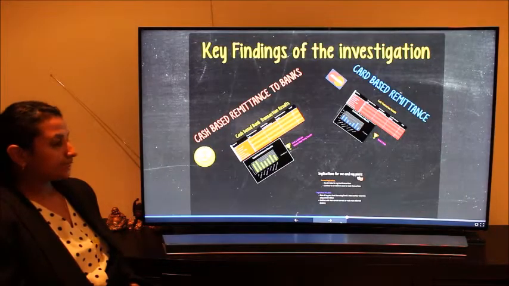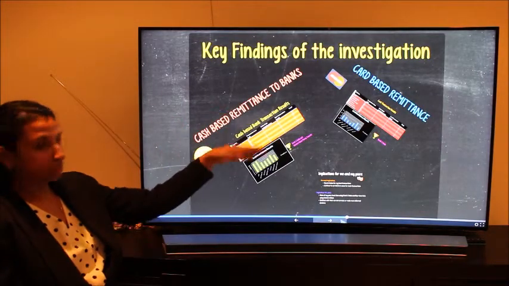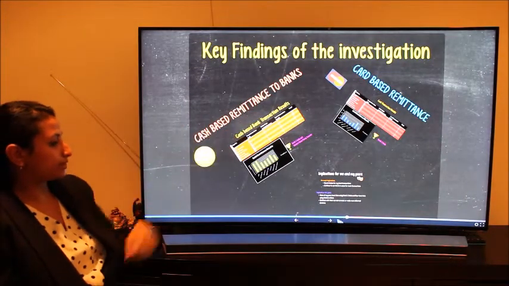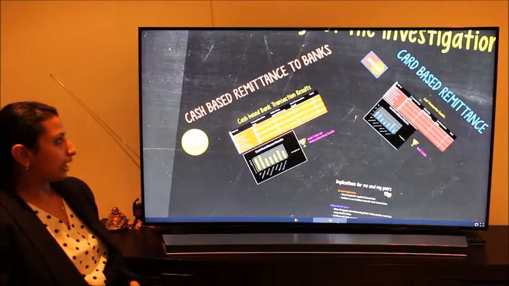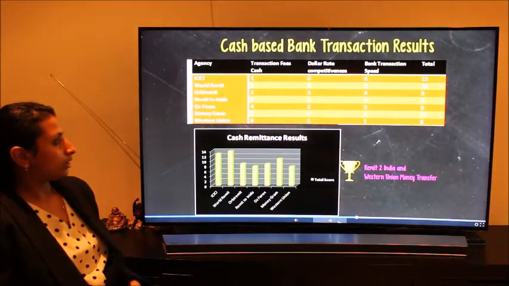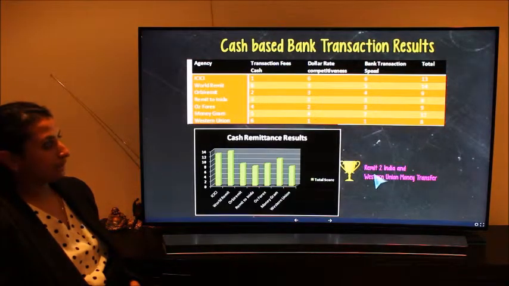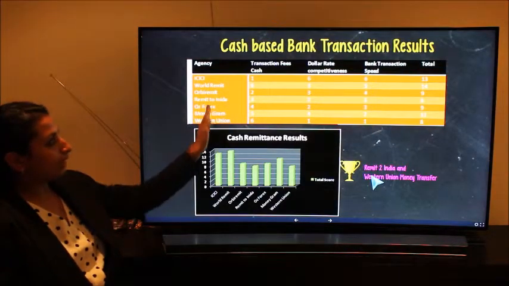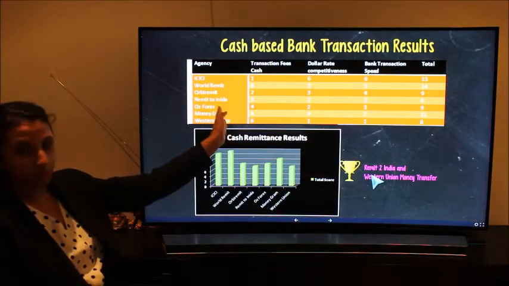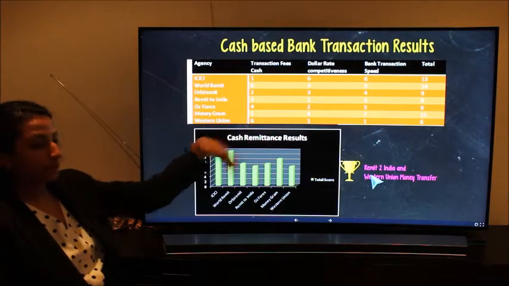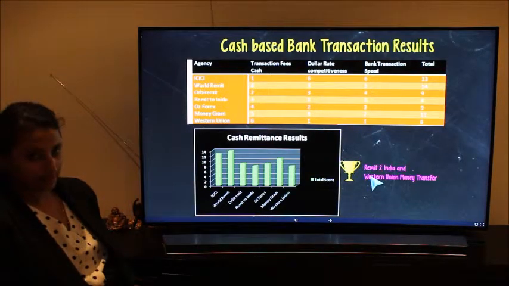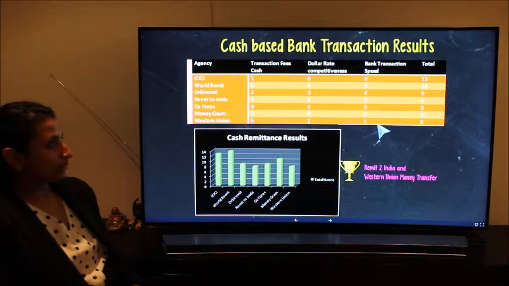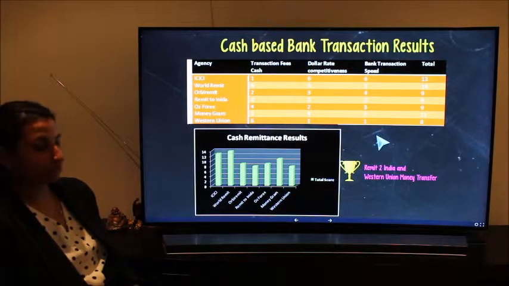So the key findings were based on two main modes, the cash-based mode and the card-based mode. With the cash-based mode, I calculated the result based on adding up the scores of the three main elements, and the company with the least score is the best remittance mode, with the highest one being the least favorable one.